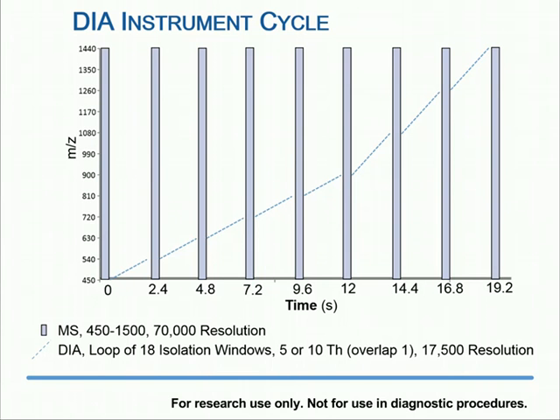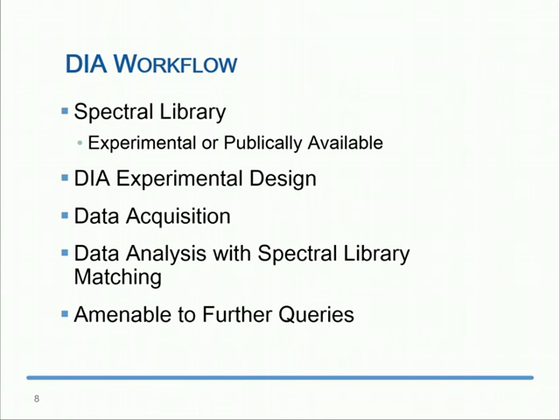So you can see in the first part of the cycle here from 450 up to about 900, we're using five Thompson windows, or delta M over Z of 5. After that, we're using 10 because there's less data out in that higher mass to charge region, fewer peptides. And each of these windows has an overlap of 1. And these are acquired at 17,500 resolution, as you still don't need the very high resolution for the fragments that you needed for the parents.